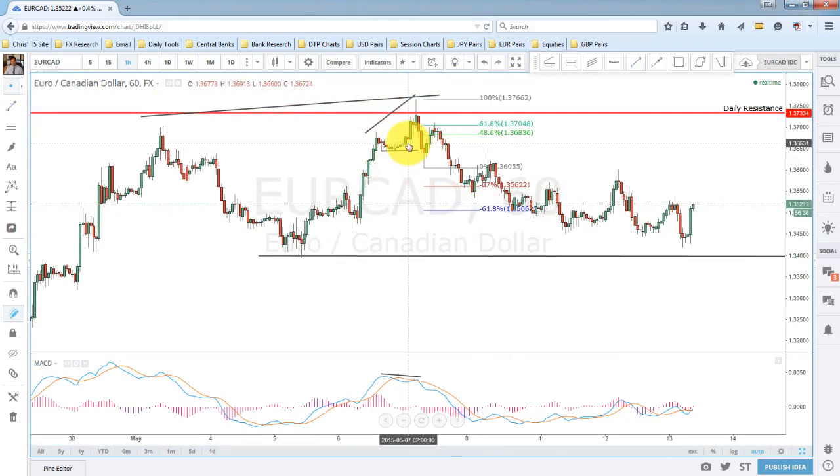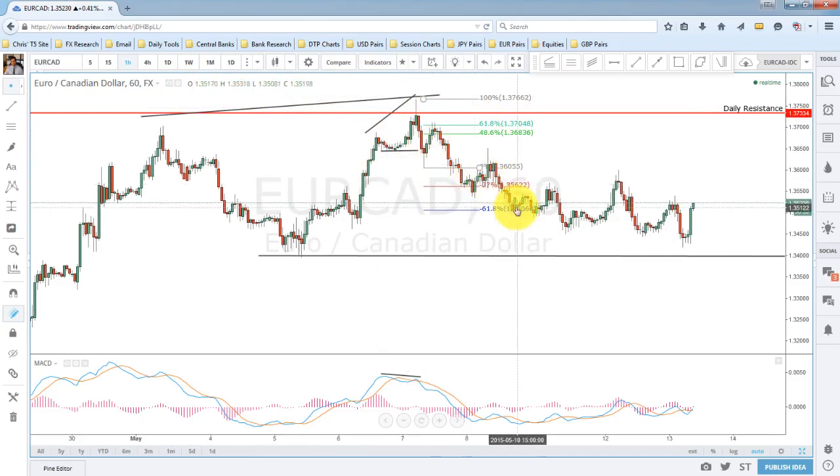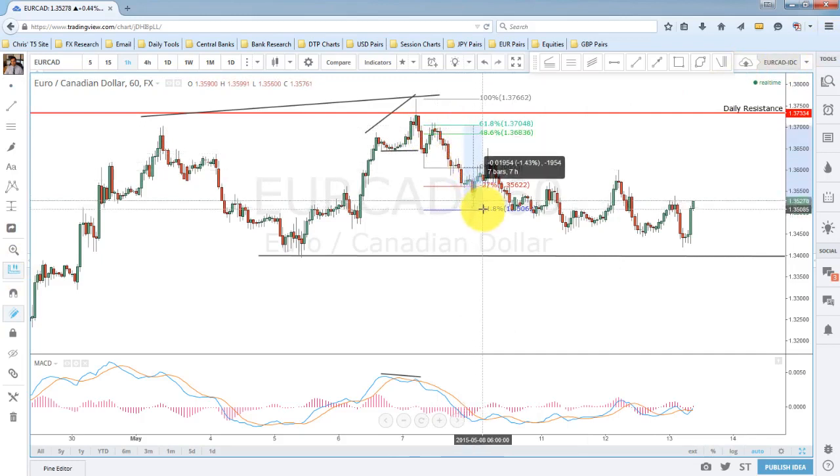Now, obviously, this is an hourly chart, so this is several hours that this took to play out. It actually spanned across a couple of days. However, we're talking about, if we use the 62% down to the 162%, right about 200 pips. 196, so just about a 200 pip trade.